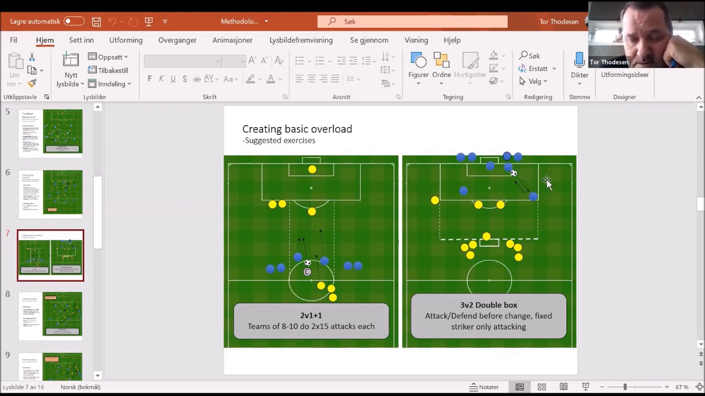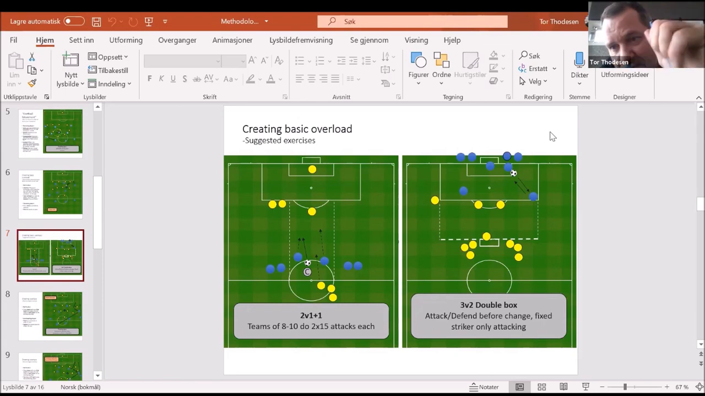On the session to the right, I put up a double 16-meter area. We play with the halfway line. If we see the blue team here starting the attack, they play the first pass to their striker, who is based out there on the halfway line, and he cannot take the first touch and go directly and score. He has to combine once with the two players coming.